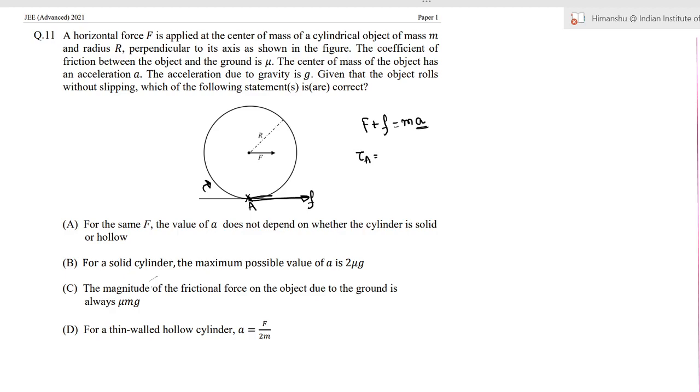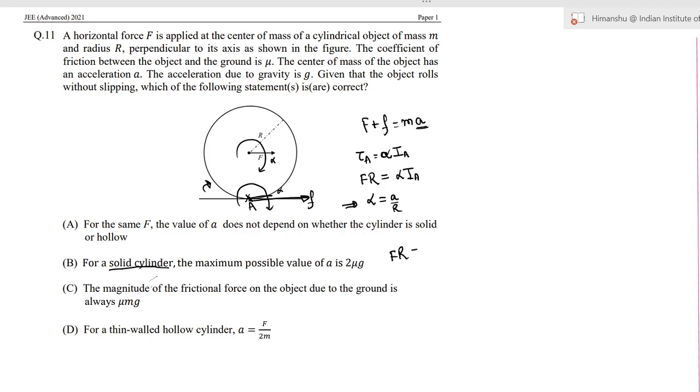So torque about A equals alpha into I about A. What is torque about A? The torque of this frictional force would be zero. So it would be simply F into R equals alpha into moment of inertia about A. We'll use the parallel axis theorem. Suppose it is a solid cylinder, or we can find it for a general body. Alpha would be simply a by R.